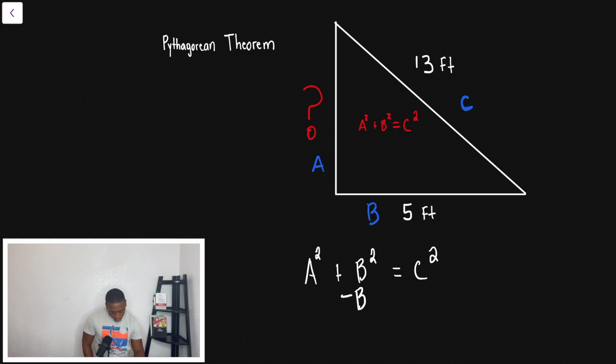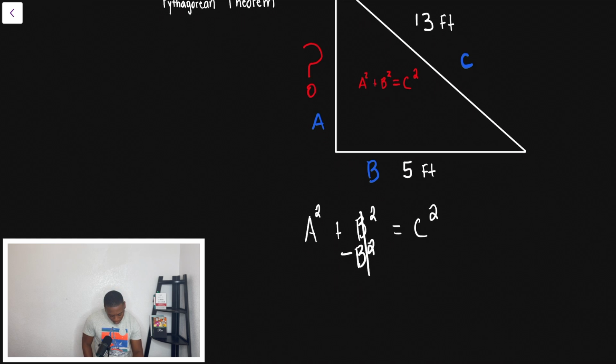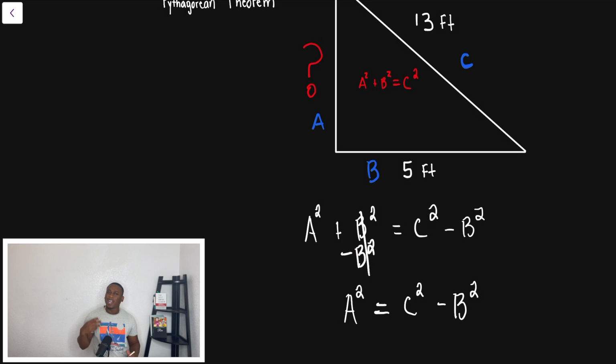So that means I'm going to subtract b squared from itself, and then I'm going to go on the other side and also subtract b squared. And once we do this, guys, we have a squared is equal to c squared minus b squared. Now let's understand we can't combine c and b because they're not like terms. So that's why it's c squared minus b squared.